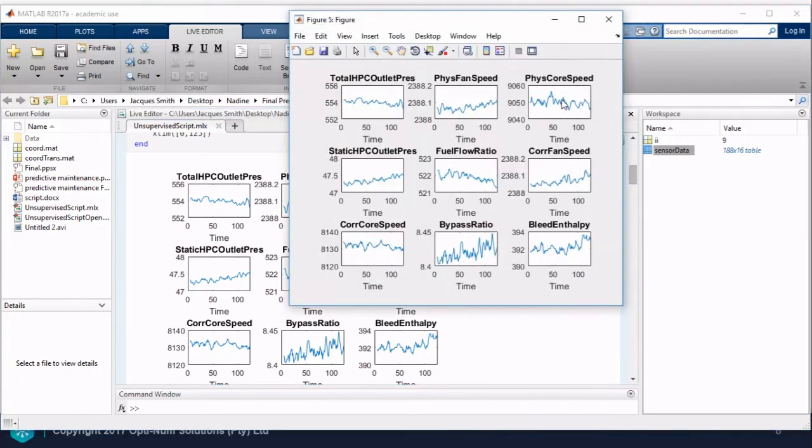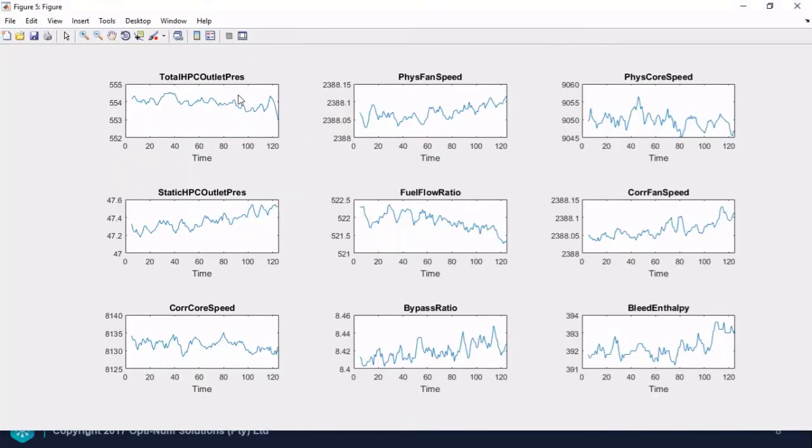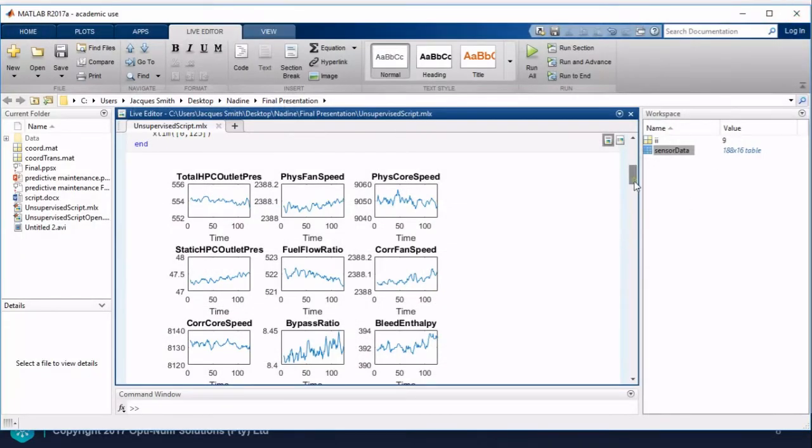So this gives us quite a good idea of what happens to the pressures and speeds, but it is not very useful in helping us predict when the engine might fail. So for this reason, we'll try something else.